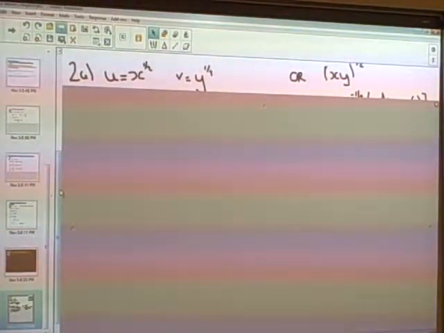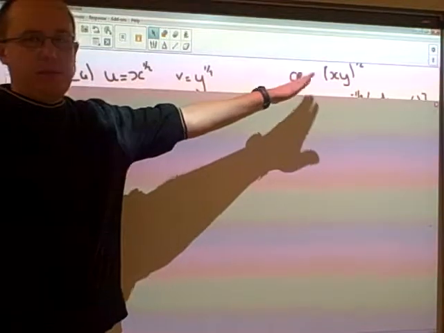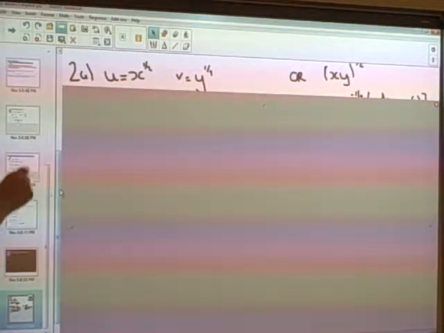Now I've looked at 2a here, which is the square root of xy. So it's a product, and we can break the square root up into two questions. And there is another way we can do this question, which I'll show in a second. So u is x to the half, and v is y to the half.